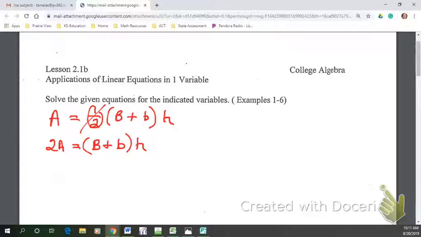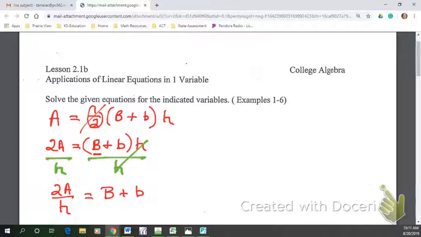Keep in mind, I'm trying to solve for uppercase b. This is the one I need to get by itself. How am I going to do that? Okay, divide by an h first, right? Get rid of this h. It's a multiply by h, so I'm going to divide by h to get rid of that. So if I divide both sides by h, I now have 2a over h is equal to capital B plus lowercase b.